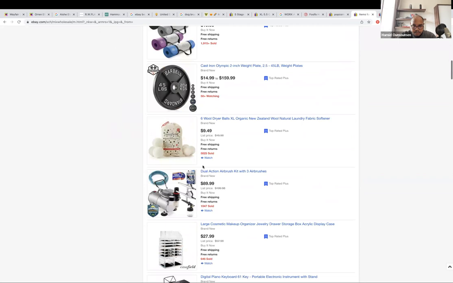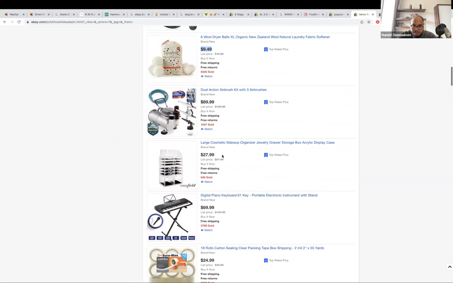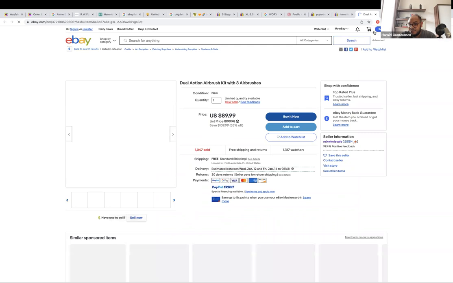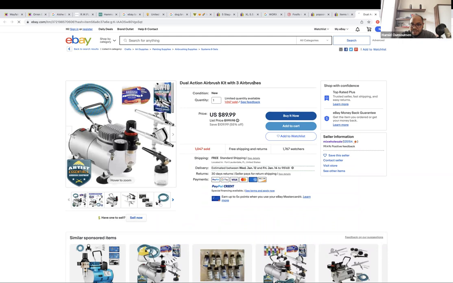But I'm not looking for the $9 products. I need to find something. For example, this product, they are selling it at 89, and in this product alone they sold 1,000 pieces. So maybe this is a good product. I need to take it, search on Google, try to find if there is a lot of competition with dropshippers, and check the keywords and everything. Okay?